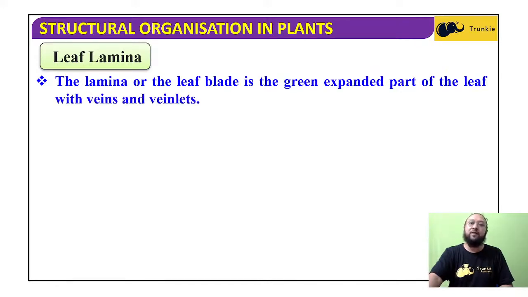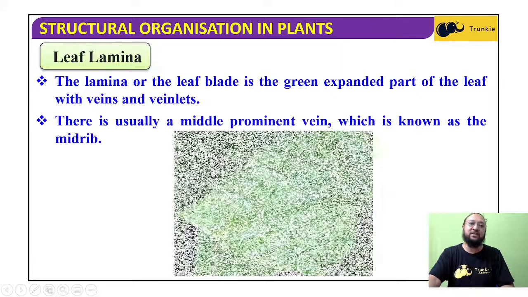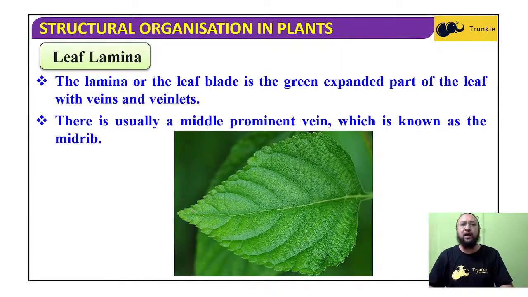The lamina or leaf blade is the green expanded part of the leaf with veins and veinlets. These veins are again branched into finer and smaller veinlets. So the lamina is the main expanded portion of the leaf blade, and it contains veins and veinlets. There is usually a prominent middle vein known as the midrib, which divides the leaf into two parts.